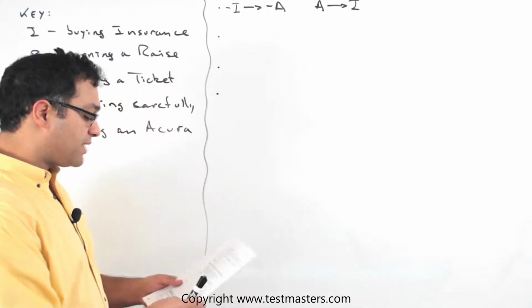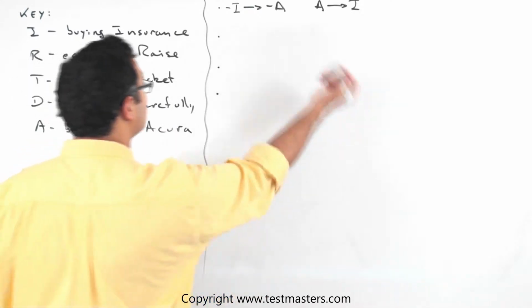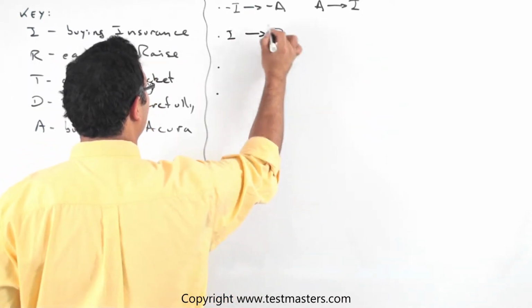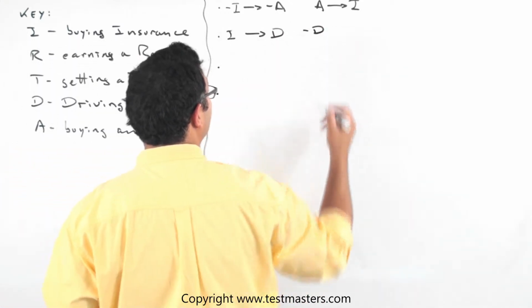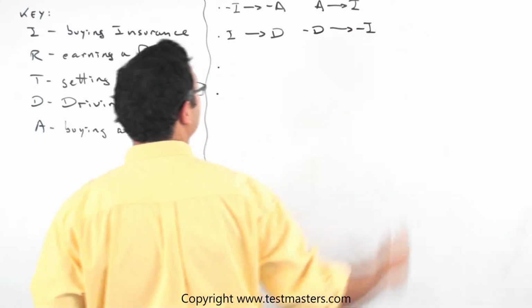The next statement reads, buying insurance is a sufficient condition for driving carefully. So, buying insurance means that he will then drive carefully. Contrapositive, if you know he's driving like a reckless fool, then you know he didn't buy that insurance.